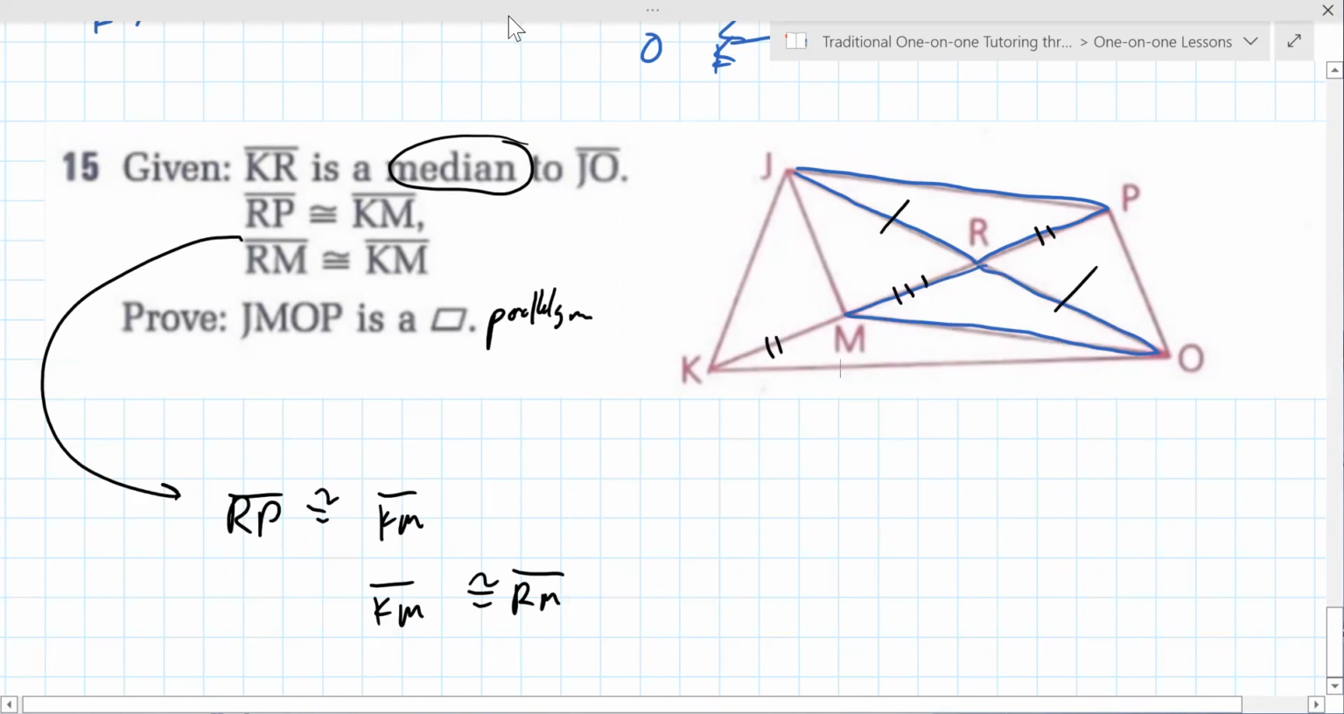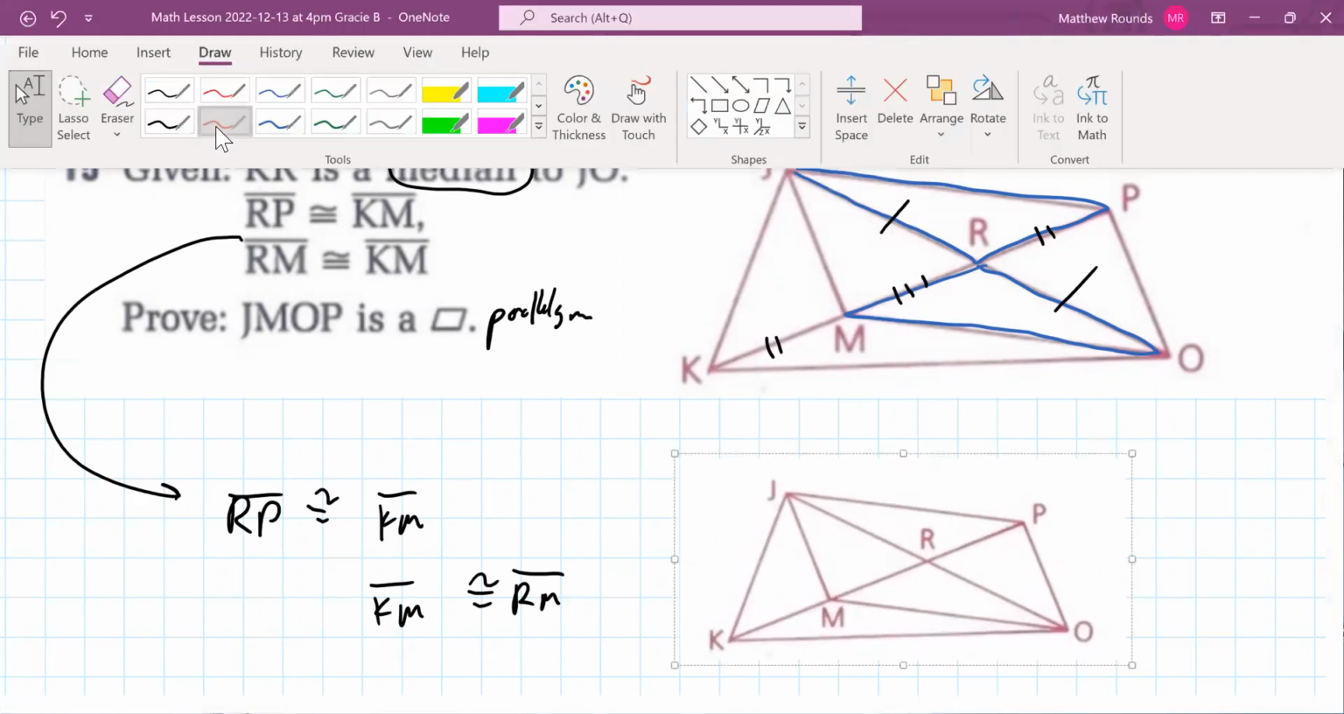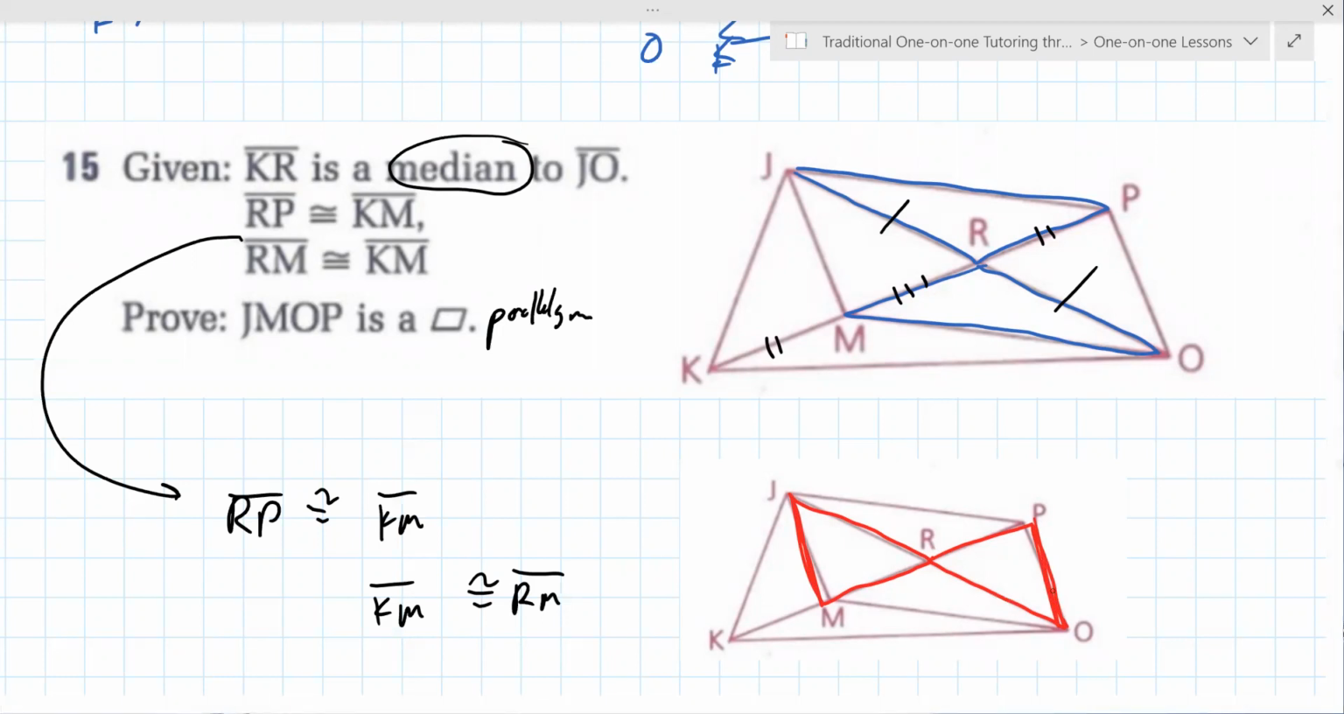Okay. And then similarly, let me grab another snip of this. Similarly, if we could prove that the left triangle is the same as the right triangle, so that this one here is the same as this one here, that'll get you that the other sides are congruent, JM congruent to PO, and then you've got it. So our path is kind of clear now. We know that we need to prove that the triangles are congruent, and we're going to do that now.